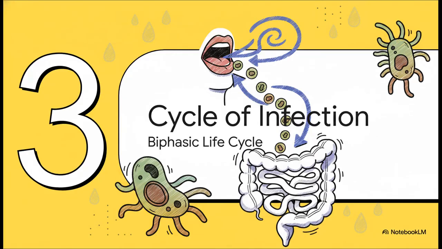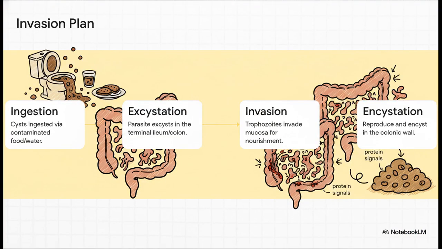Section 3. The cycle of infection. So how does this survival pod actually get inside us? Well, the invasion is a highly organized four-step plan. Step 1 is direct contact, typically fecal-oral through the ingestion of cyst-contaminated food or water. In Step 2, that tough cyst survives the stomach acid and makes its way down to the terminal ileum or colon. Here, it undergoes excystation, basically breaking out of its shell to become that dangerous Trophozoite.